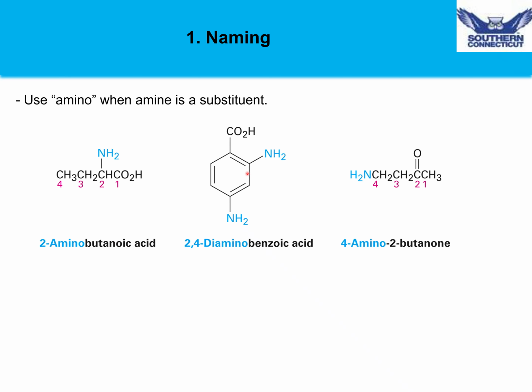The next example has 2 amino groups on benzoic acid, and they are on carbon 2 and 4 relative to the carboxylic acid, so 2,4-diaminobenzoic acid. Lastly, we have an amino group on the fourth carbon of this ketone, so we name this as 4-amino-2-butanone.